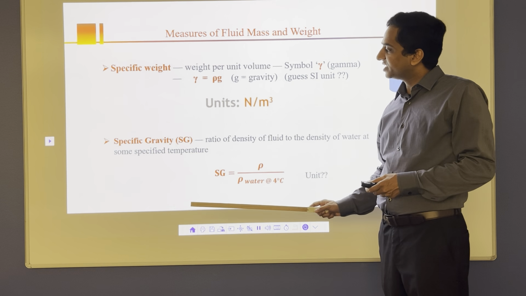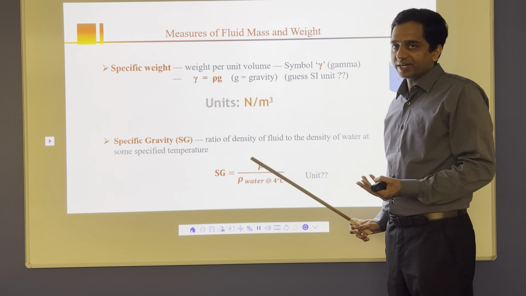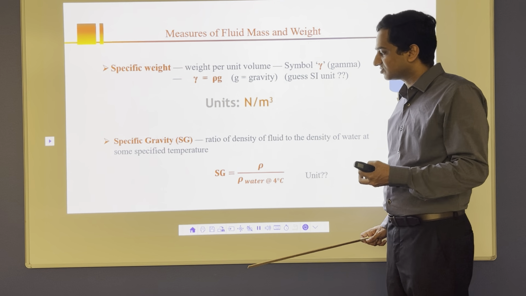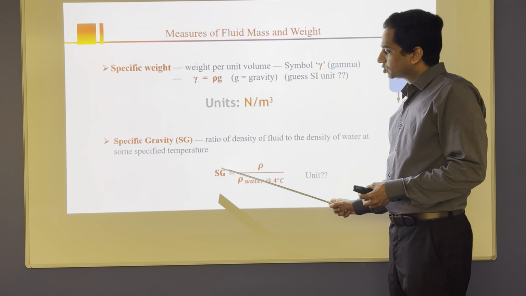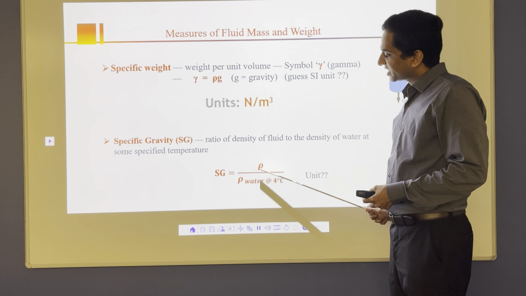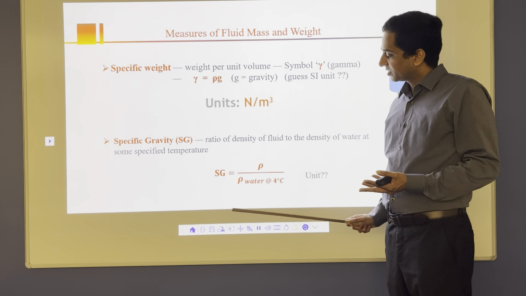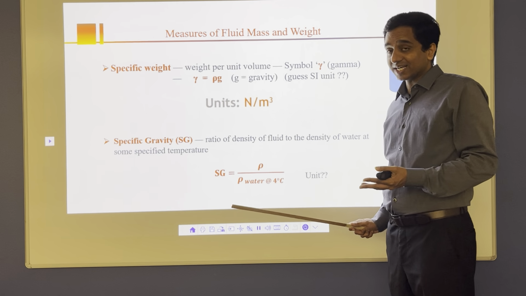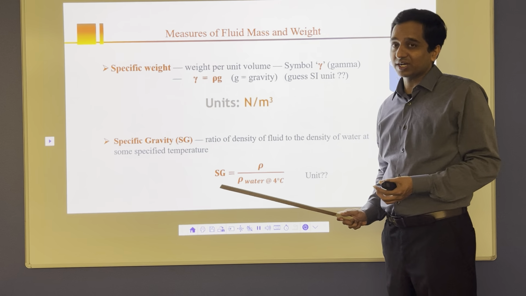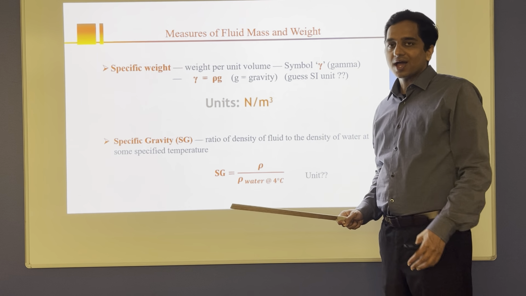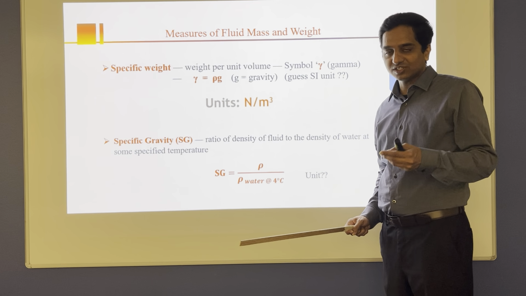And specific gravity is the ratio of the density of a substance to the density of a standard substance. Normally it is water. So specific gravity is the density of the substance divided by the density of water, and as both are densities, the units cancel each other out, and then specific gravity does not have a unit. The importance of specific gravity is that it tells you how heavy or how light your fluid is.